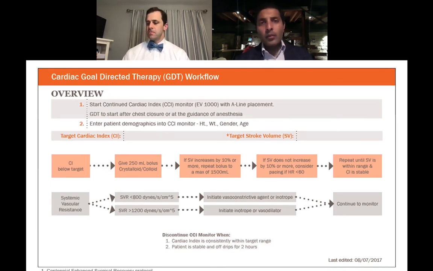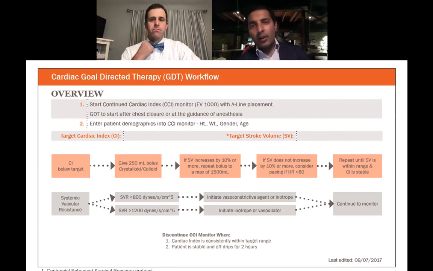One of the things we decided in our center is to go ahead and start using the continuous cardiac index monitor, also the EV1000 or the newer models, with the placement of the A line. So now you already have a baseline understanding of where you are with your patient. Then immediately start the goal-directed therapy after chest closure. The reason we chose that time point is because we are a pretty TE heavy institution, so we have pretty good data on the heart going into surgery and then during the whole peri-surgical period.